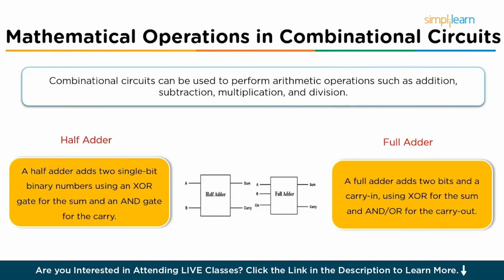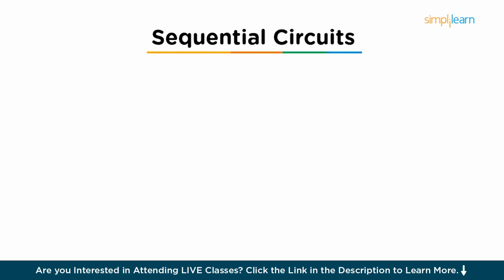So by combining these basic circuits, we can create more advanced circuits such as multiplexers, encoders, decoders, and ALUs, arithmetic logic units, all fundamental in digital systems. So after understanding the combinational circuits, let's jump into the sequential circuits. So what are the sequential circuits?